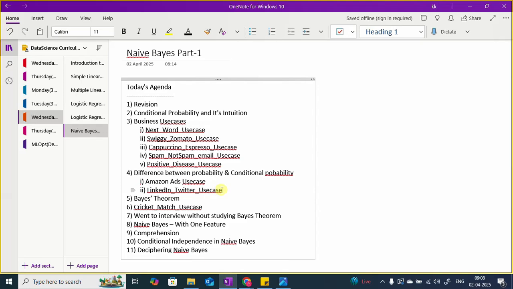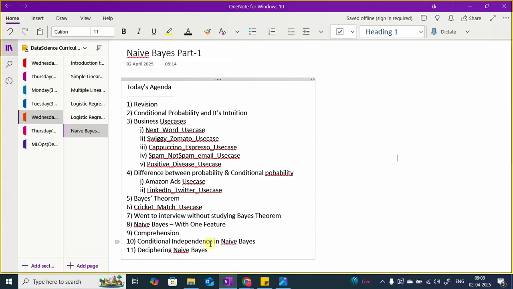What is Bayes theorem and all, we'll see. So just for your knowledge sake, the full form of Naive Bayes, basically, as I'm giving the heading subject line, Bayes was a famous mathematician who developed a beautiful theorem to solve conditional probability. Based upon his name, we call that theorem Bayes theorem. Okay. Then we'll see a cricket match use case.